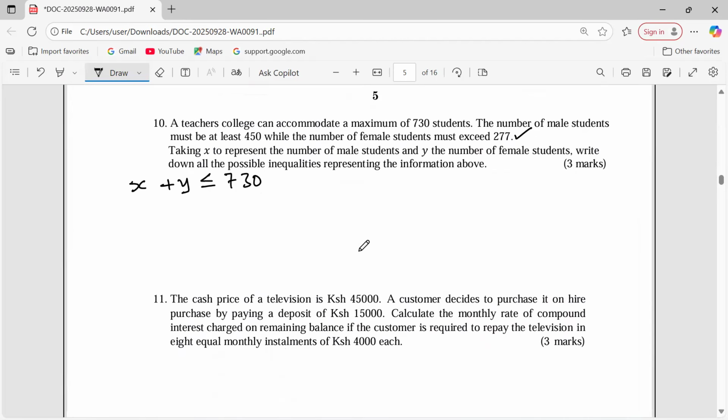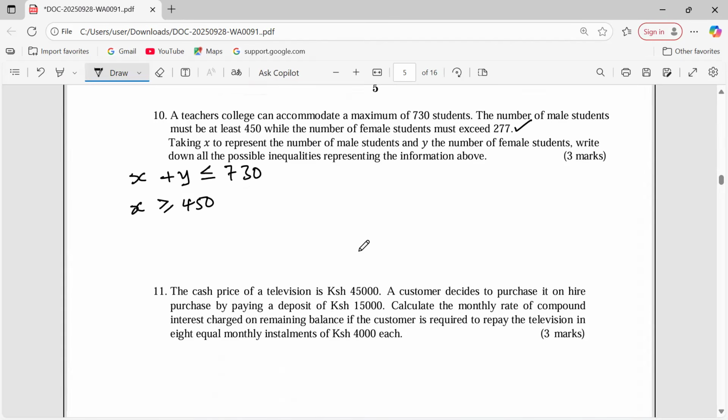Now, the number of male students must be at least 450. At least 450 means the least they can be is 450 or beyond. So they are either 450 or above that. When you talk about at least, it means it's either 450 or beyond.